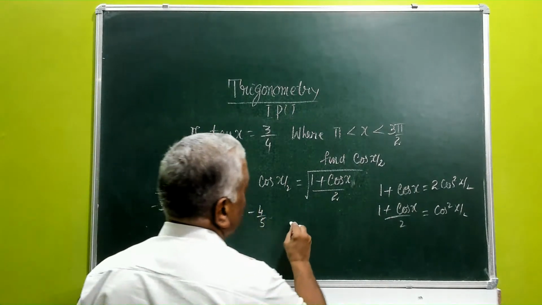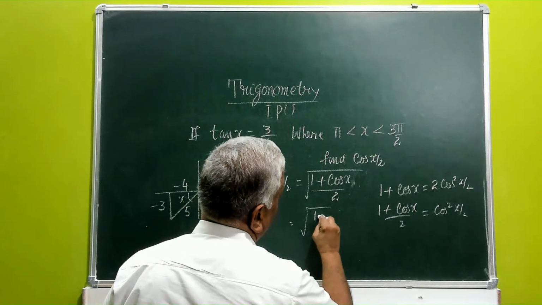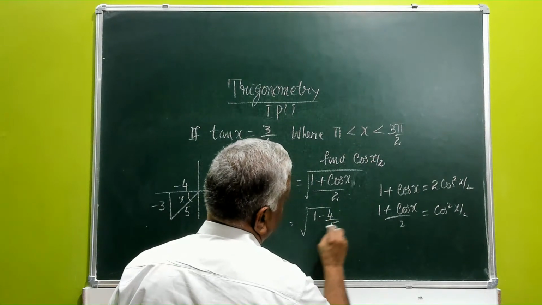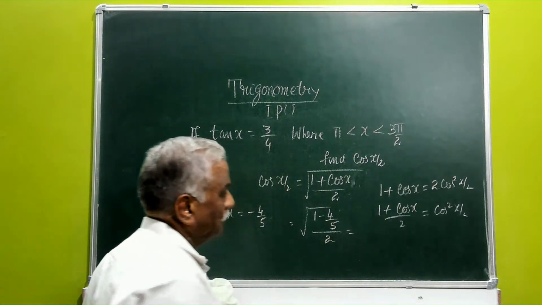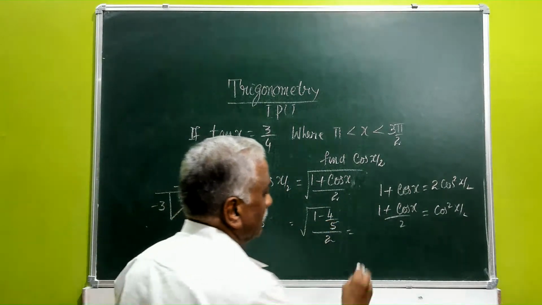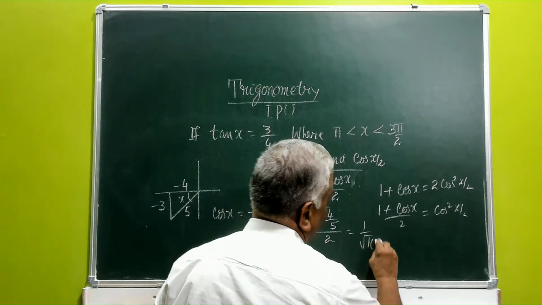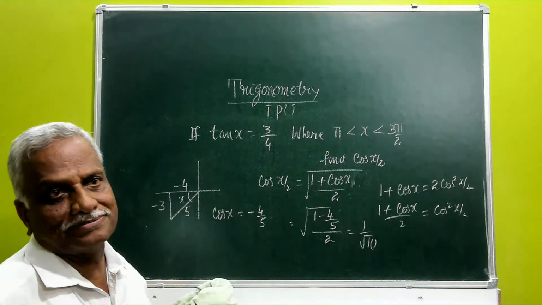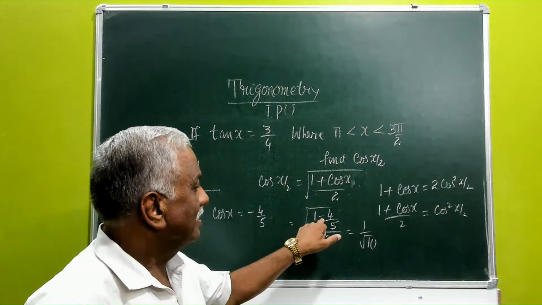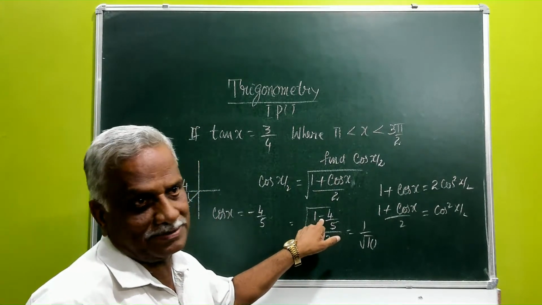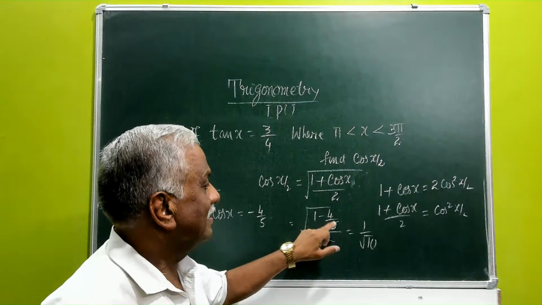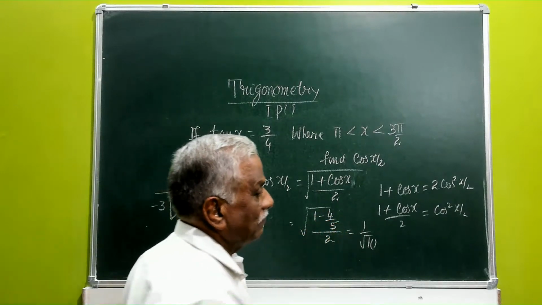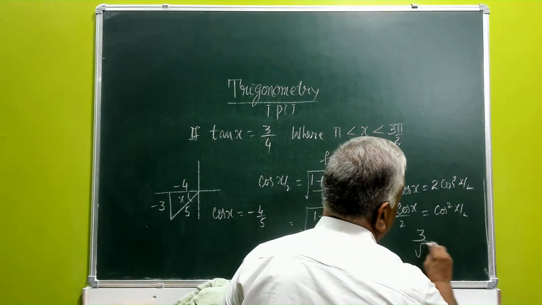So you have to just substitute in this. Square root of (1 minus 4 by 5) divided by 2. 5 minus 4 is 1. The answer is 1 by root 10. They would have given the answer 3 by root 10 also, because some students, instead of writing minus, will write plus. So what will happen is, 5 plus 4 is 9, and you get 3 by root 10.